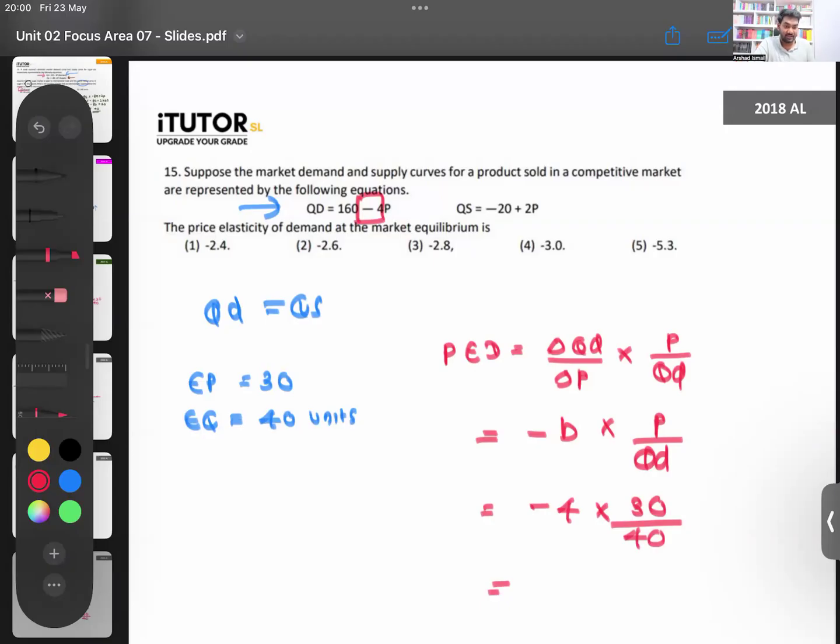No, I think you might have got it right here, but the thinking is wrong. Which one do you get? You get minus 3. So which one is the answer? Answer number 4. Fine. Done.